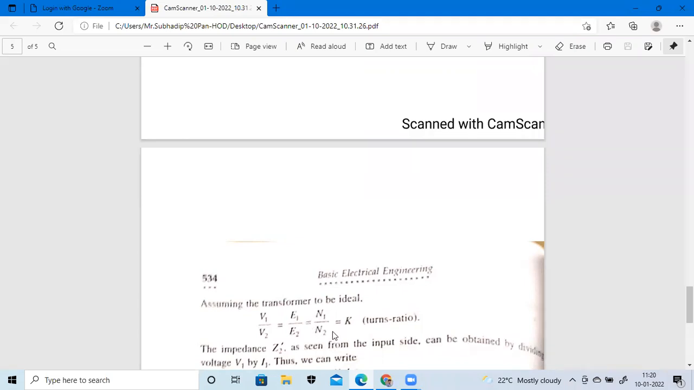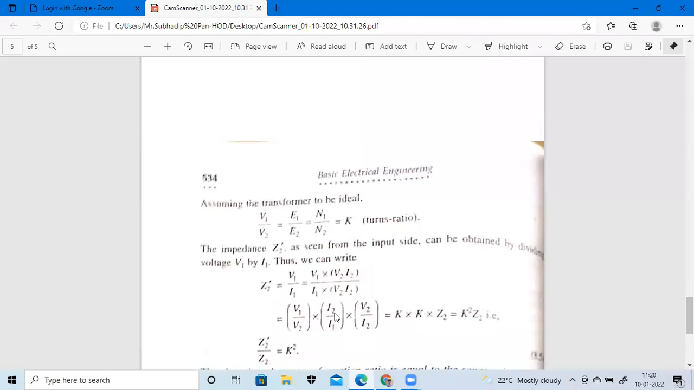This is known as the turns ratio. N1 by N2 is the turns ratio of the transformer, where N1 is the number of turns of the primary coil and N2 is the number of turns of the secondary coil. Now, how can we transfer impedance from the primary side to the secondary side? One coil consists in the primary and one coil in the secondary, so the impedance of that coil is represented by Z, which is the combination of resistance and reactance, R plus jXL.